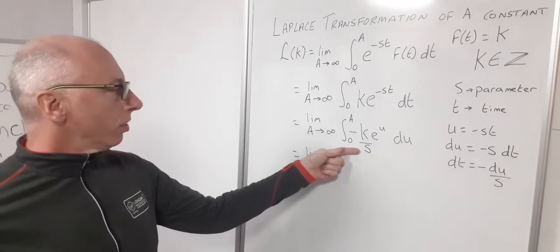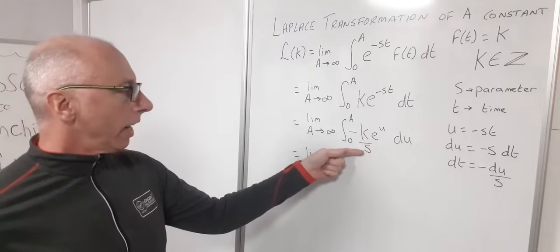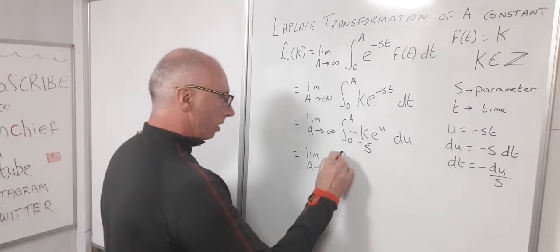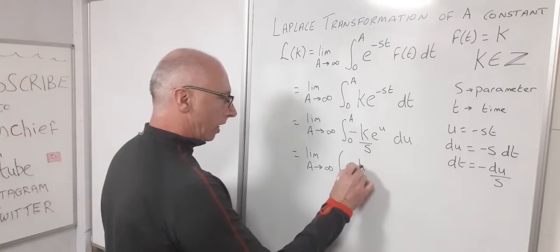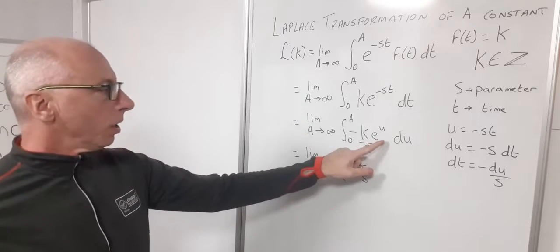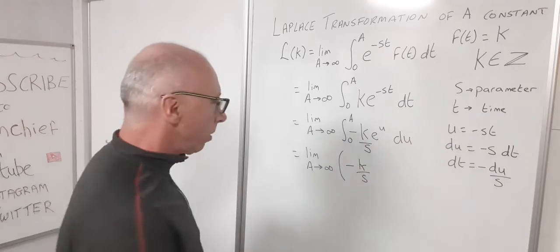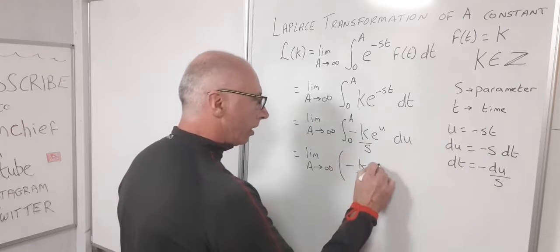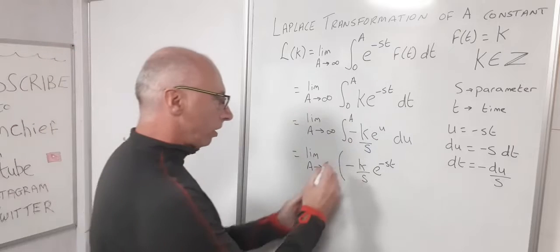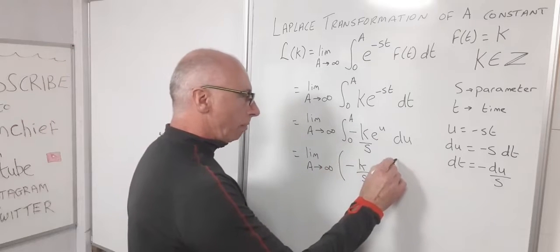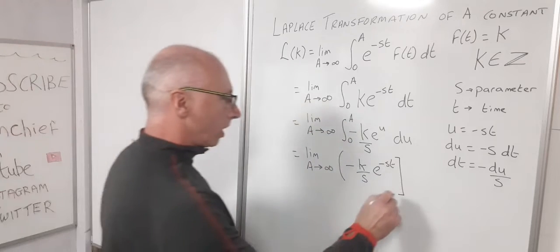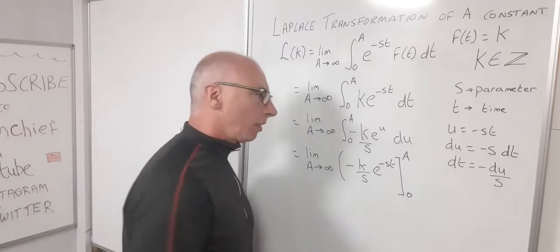Now integrating this straight off, my k over s will stay because I'm integrating with respect to u. So I just put this in brackets, so minus k over s. And e to the u, well, u is minus st, so I can plug that back in. So e to the minus st. So that takes care of all of that. Everything else stays as it is. And then my limits of integration, 0 to a, I can just put there like that.